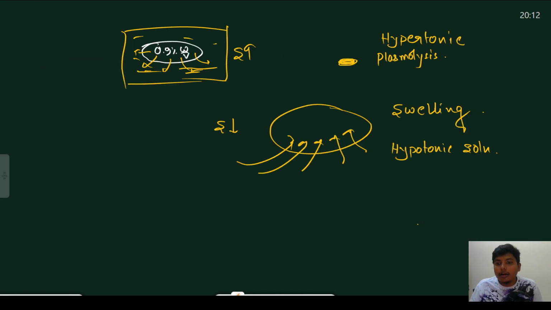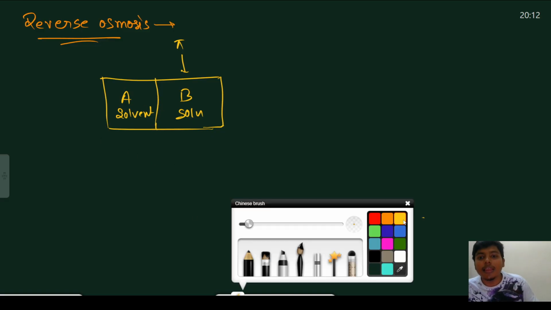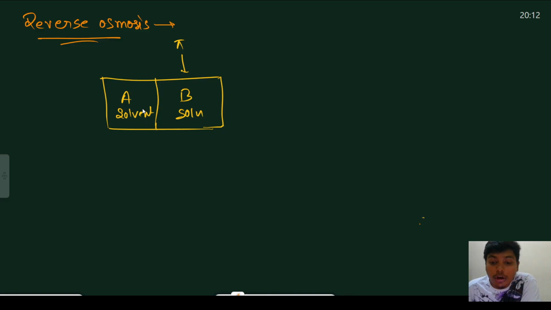Listen, here one more small topic is there, called reverse osmosis. What is reverse osmosis? See what I told: what is osmotic pressure? A is there, B is there. Let's suppose A is solvent and B is solution. Some pressure I am giving here so that the osmosis will stop, right? But what happens if I give more pressure than osmotic pressure? Think about it.